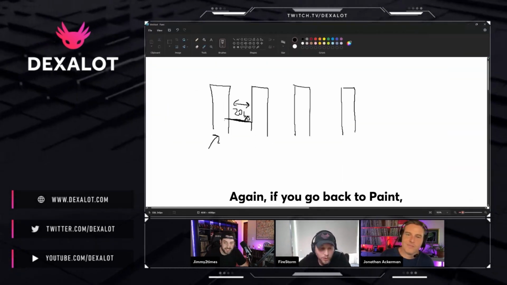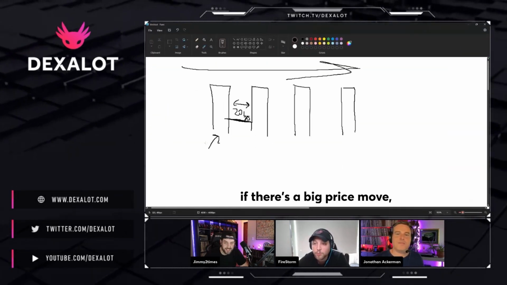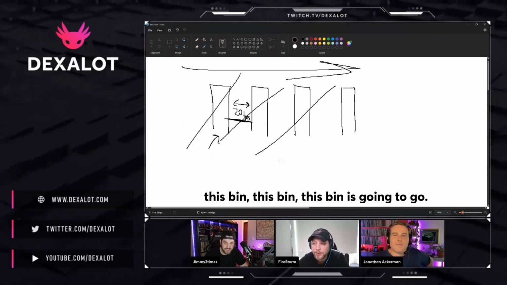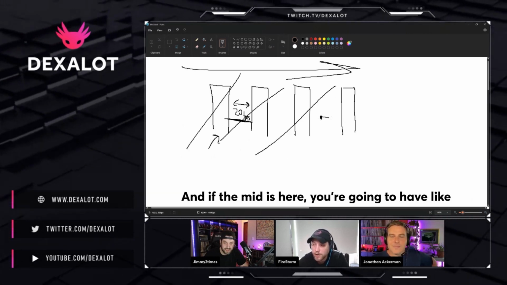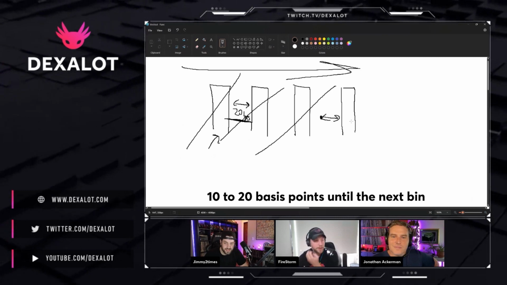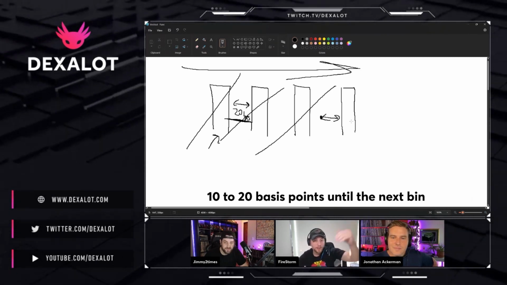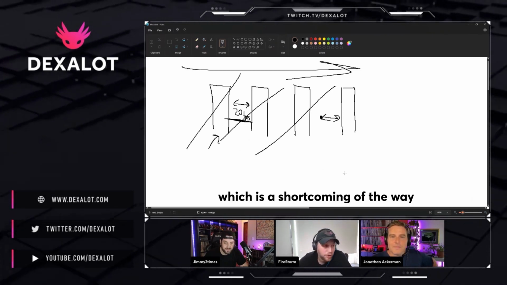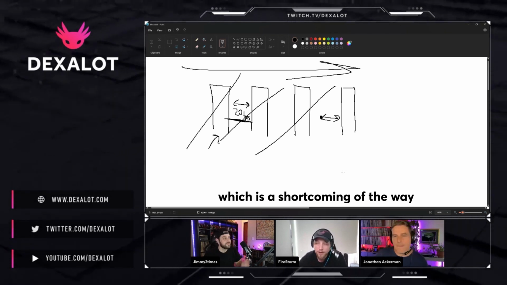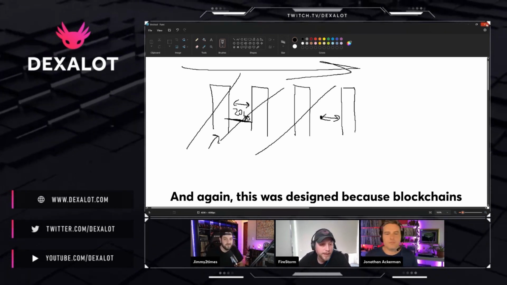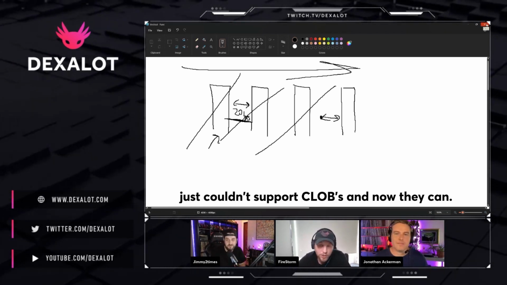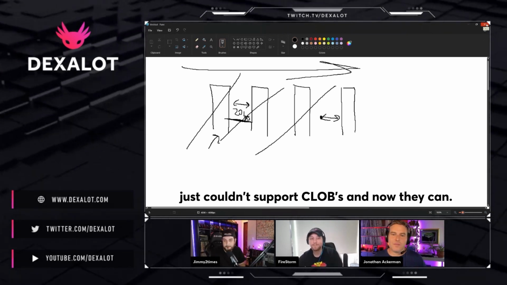Again, if you go back to Paint, if there's a big price move, this bin is going to go. And if the mid is here, you're going to have like 10 to 20 basis points until the next bin, which is a shortcoming of the way this technology is designed. And again, this was designed because blockchains just couldn't support CLOBs, and now they can.